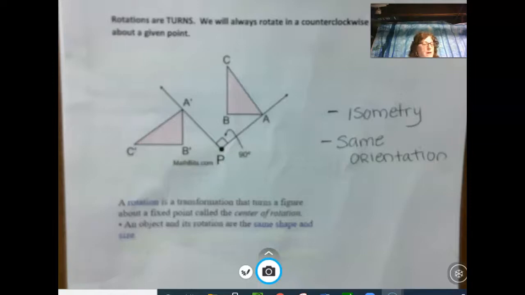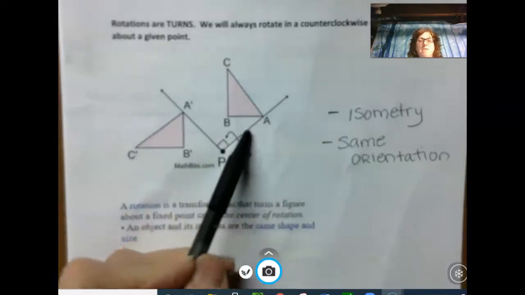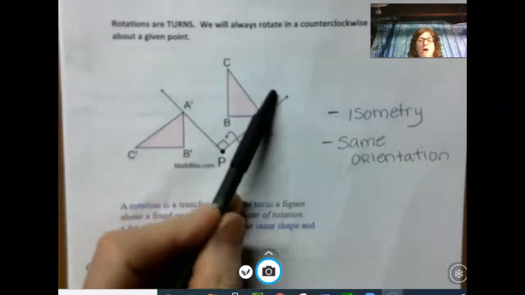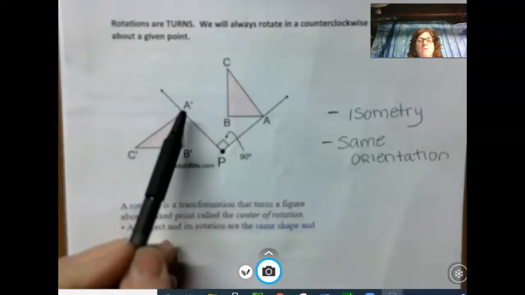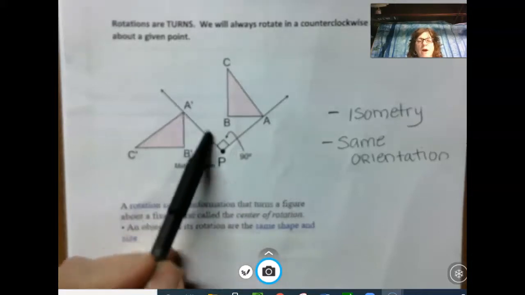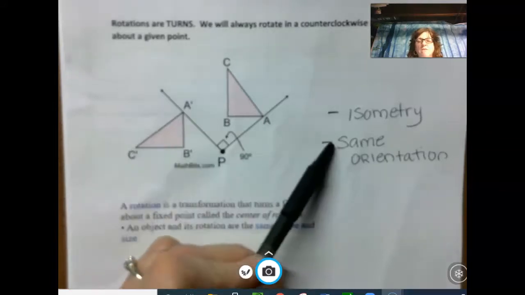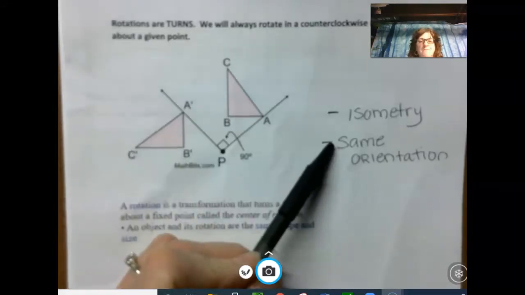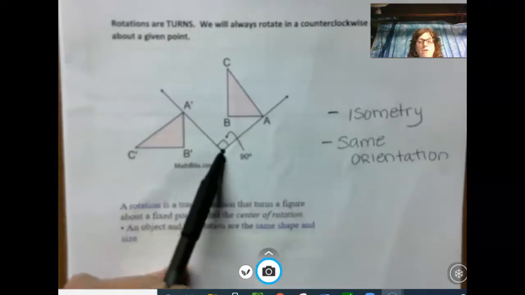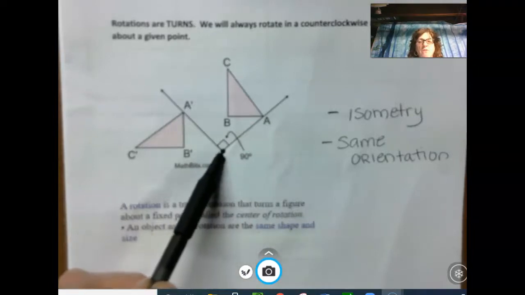If I take a look at my pre-image here, ABC, I'm going around in a clockwise manner. To name the image, A'B'C', I'm still going around in that same clockwise rotation, so it has the same orientation. The point about which it rotates is referred to as the center of rotation.